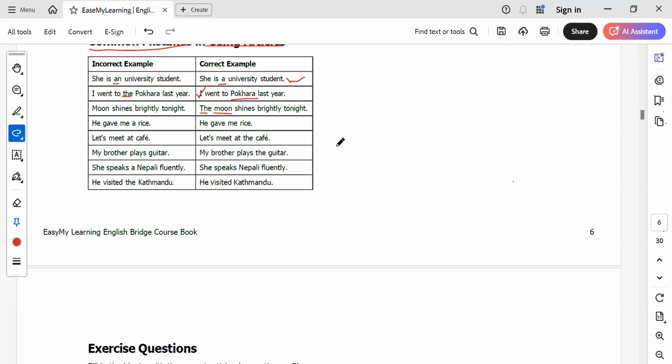Because I'm referring to Earth's moon. I'm not referring to something which has a name. That's why I say the moon, the sun, like we've already discussed.